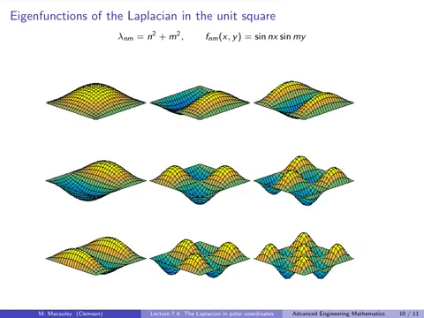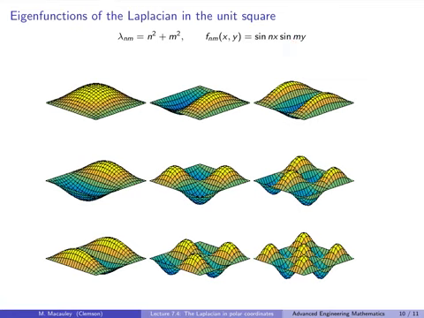Finally, I want to compare the eigenfunctions and eigenvalues of the Laplacian in the unit square to those of the unit disk, both of these with Dirichlet boundary conditions. We'll start with the unit square, where the eigenvalues, as we've seen, are n squared plus m squared. And the corresponding eigenfunction is sine nx times sine my. So think of sine nx as being the sine wave in the x direction, and sine my as being the sine wave in the y direction.